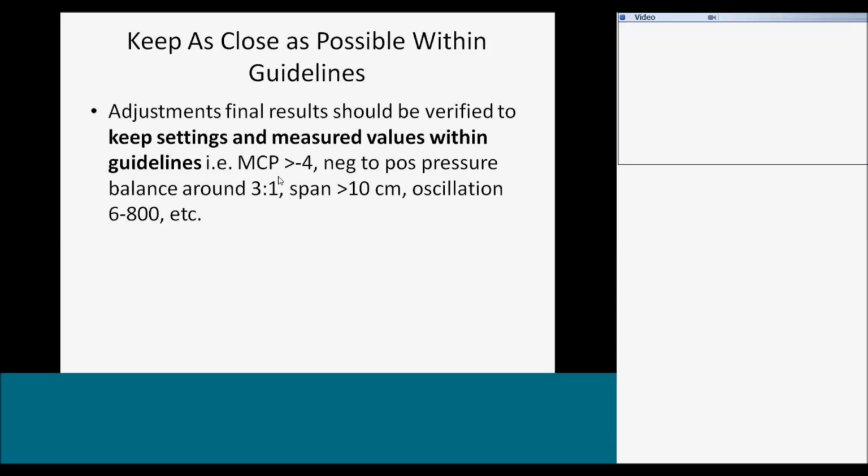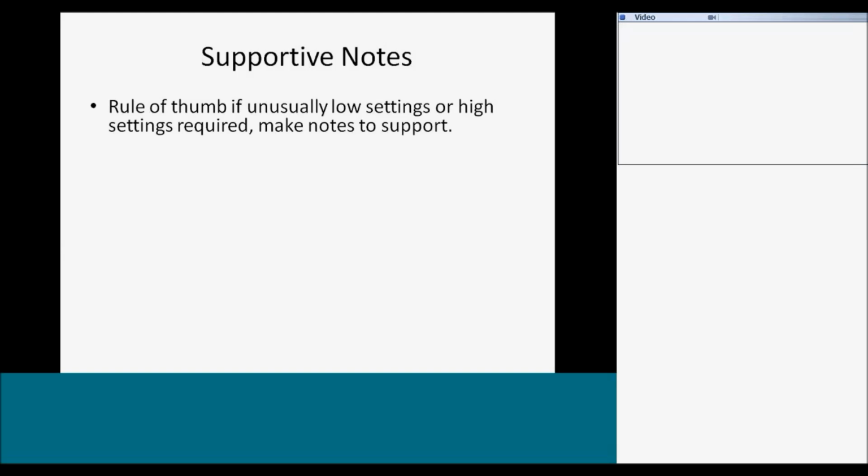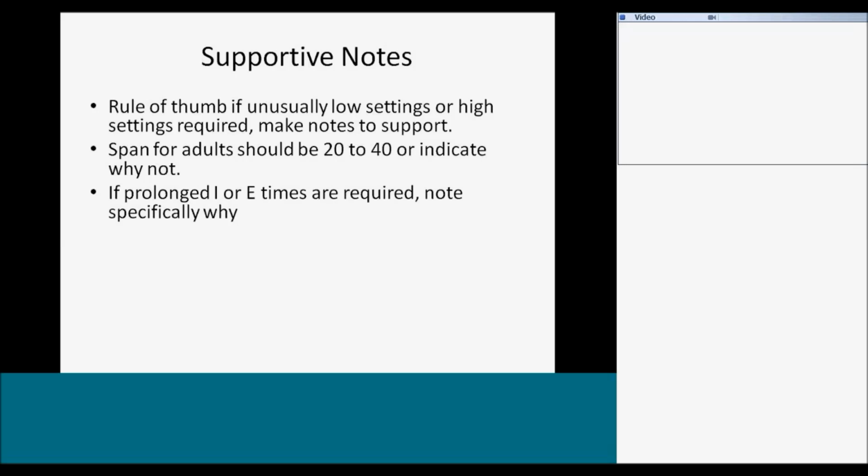And also, you should never have a pressure differential or span less than 10 centimeters. It should always be more than 10 centimeters. Most typically, it's going to be a 20 to 40 centimeter span. Oscillation rate should be between 600 and 800. So these are the normal ranges of settings, and you want to try to stay within those if at all possible. If you're using unusually low or high settings, make notes to support why you did that. Again, spans should be 20 to 40 or indicate why not.